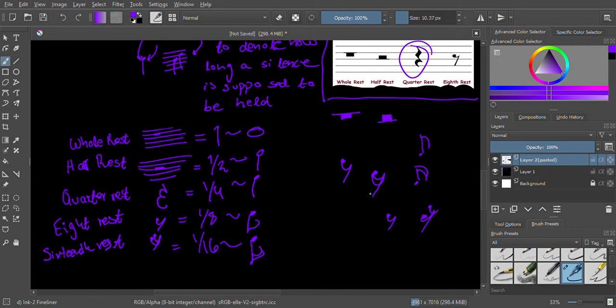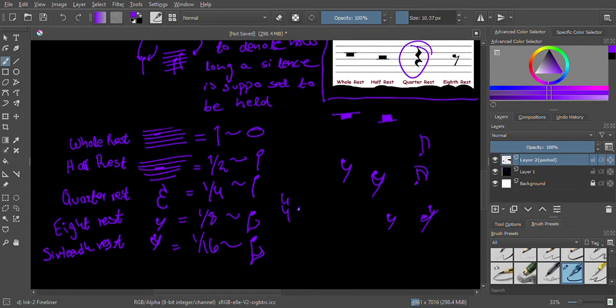So perhaps I show you what it means to have a rest. Because these are rhythmic in nature, they have no pitch, they're silent, literally they represent silence, so you don't really need to write it on a staff.